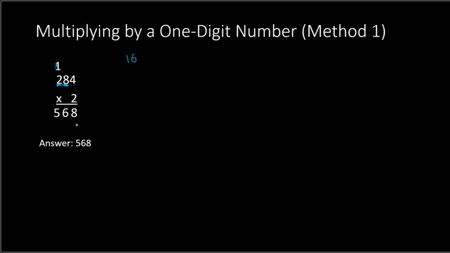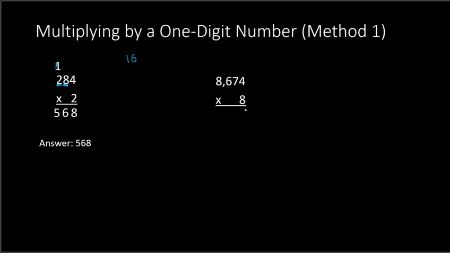Alright, so we're going to try another example. We'll do one more, and try to do this one as much as you can on your own. And then you can check your work once you're finished. So here we have a 4-digit number multiplied by a 1-digit number. We have 8,674 multiplied by 8.